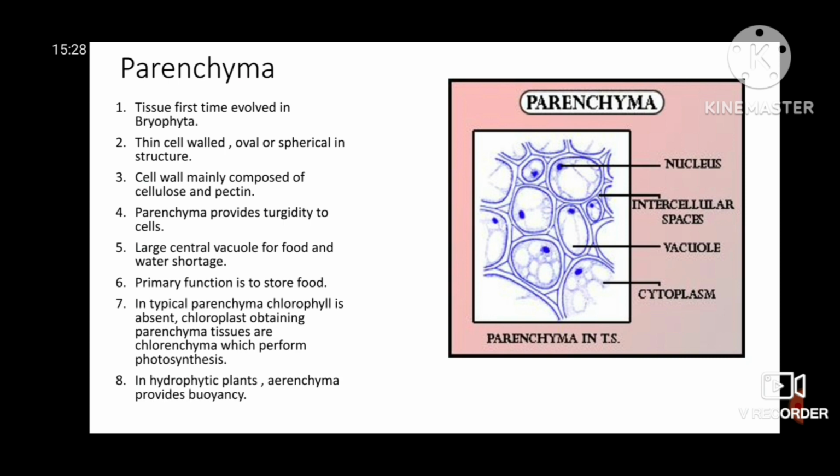So parenchyma has thin cell walls and is oval or spherical in structure, as we can see in this picture. The cell wall is composed of cellulose and pectin, and it provides turgidity, rigidity or toughness to the plant. They have a large central vacuole for the storage of food, and the main function of parenchyma is to store food. Mainly parenchyma does not have chlorophyll, but the parenchyma which has chlorophyll is known as chlorenchyma, and it helps in photosynthesis. In water plants, like aquatic plants, parenchyma provides buoyancy.